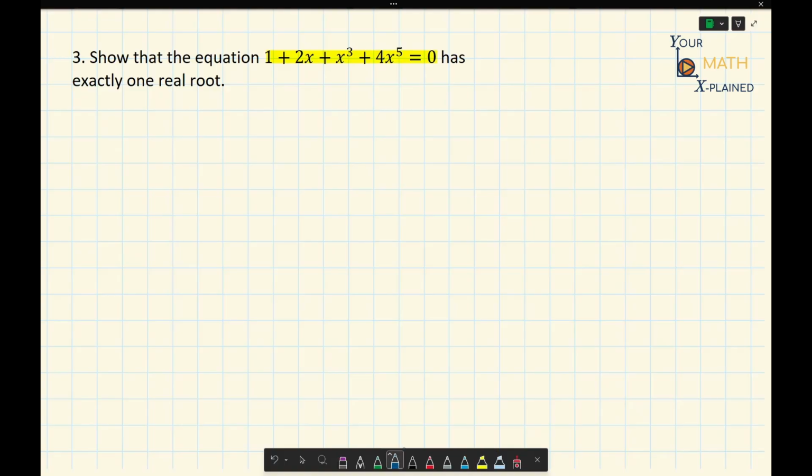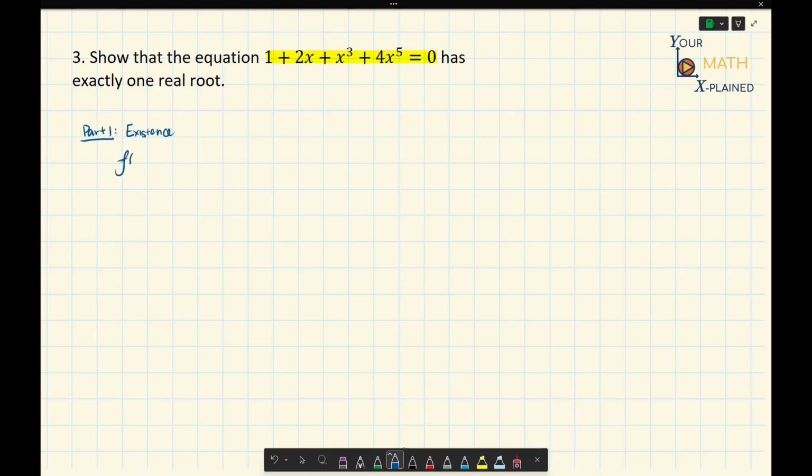So there are actually 2 parts to this question. Part 1 is that we need to show existence. So meaning we need to show that there does exist at least one root. So part 1 is existence. And we're going to be showing that by using the intermediate value theorem.